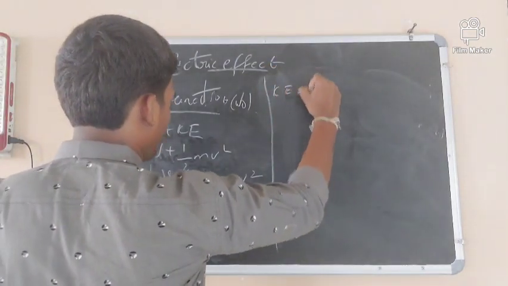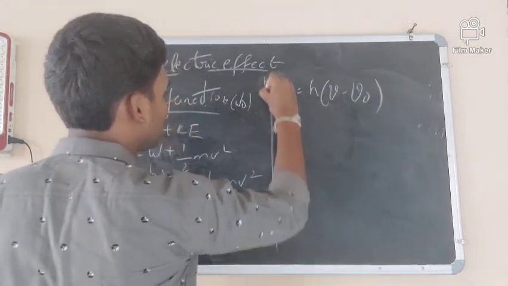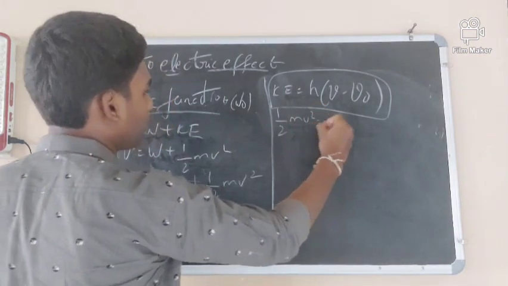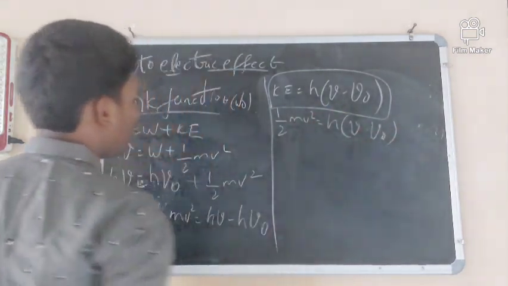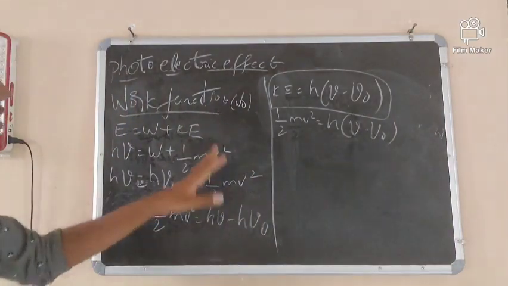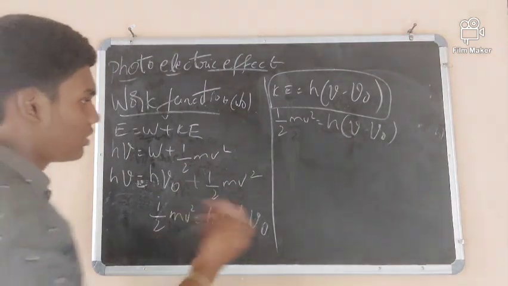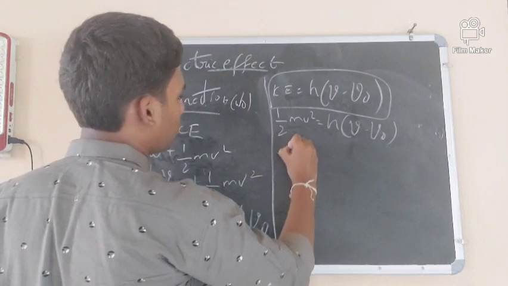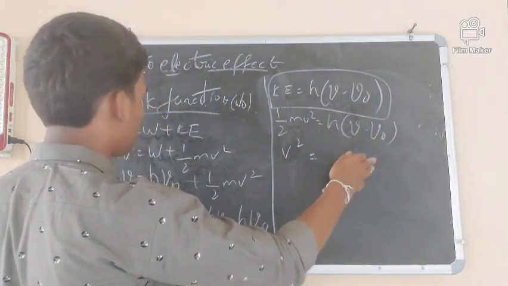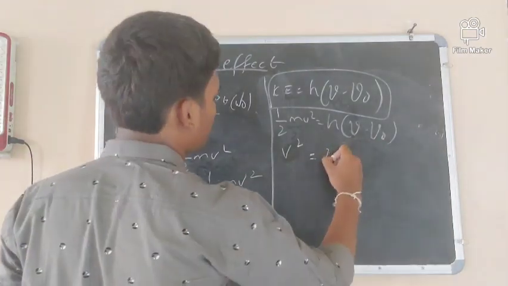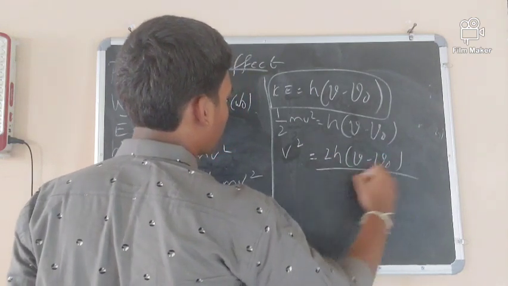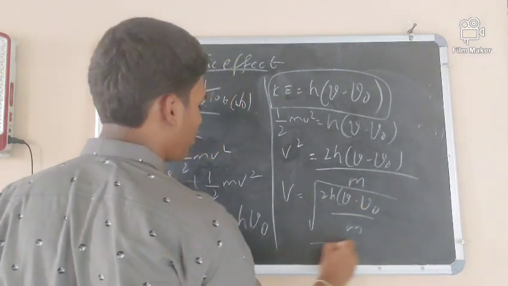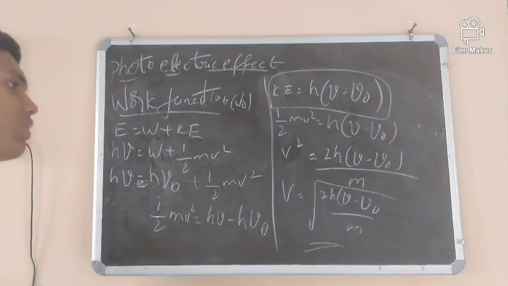KE equal to h nu minus h nu naught, that is h into nu minus nu naught. It means half mv squared equal to h into nu minus nu naught. What conversion do we have to do when they ask velocity? Here we have to derive the equation. V squared equal to 2h into nu minus nu naught by m. V equal to square root of 2h into nu minus nu naught by m. So this is a very important equation.